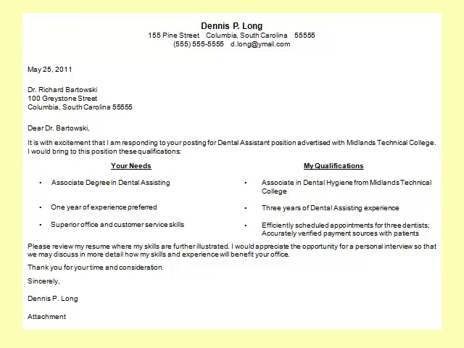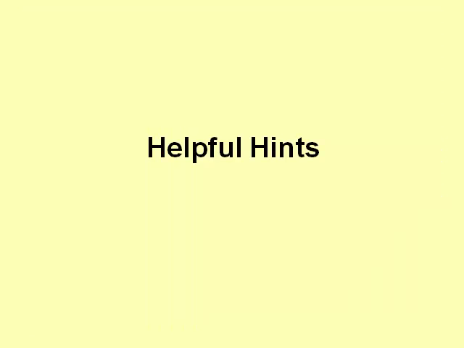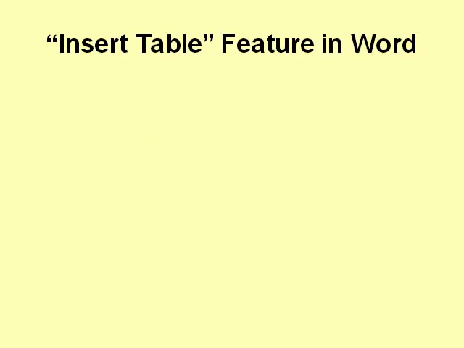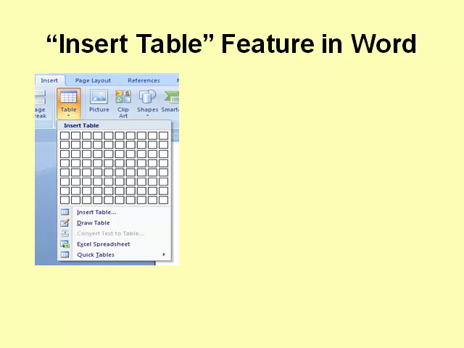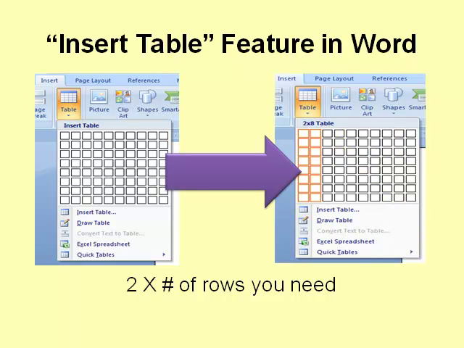You may have some questions on the T cover letter format. Here are some hints that can help you develop a T cover letter. There is an easy way to set up the T in Microsoft Word. The following instructions are based on the 2007 version. Click on the Insert tab, choose Tables, and click on the upside-down triangle. An Insert Table category will appear. Select 2 times the number of rows needed. By using this tool, the columns in the T will appear.